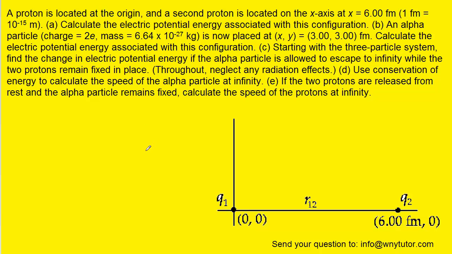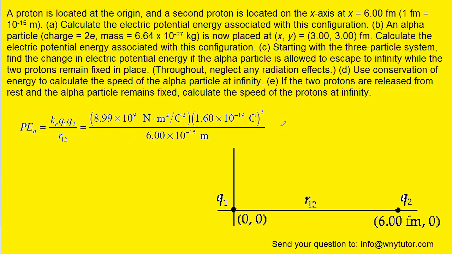Now in part A, we're going to be calculating the electrical potential energy associated with the configuration of these two charges. Now we know that the electrical potential energy of 2 point charges is given by this expression here. We're simply going to be plugging in the charges, and since these objects are protons, we'll use the standard unit charge of 1.6 times 10 to the negative 19th coulombs, and then the distance between the charges was given to us as 6 femtometers. So we'll go ahead and plug in the known values.